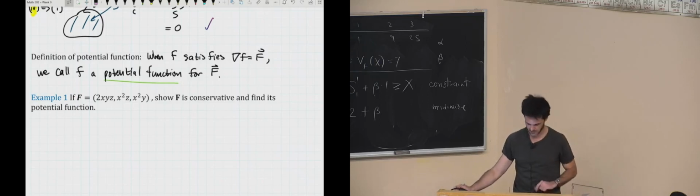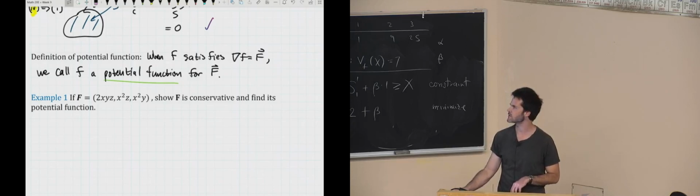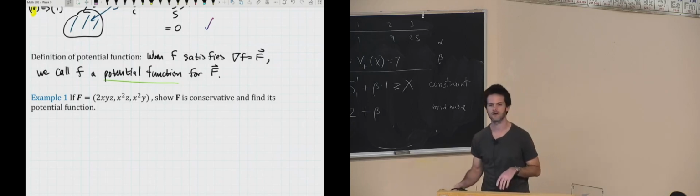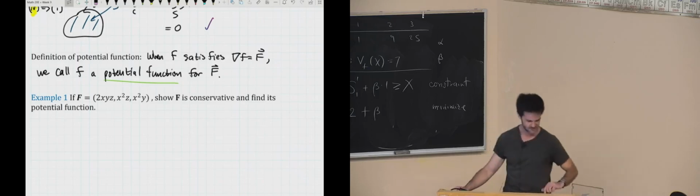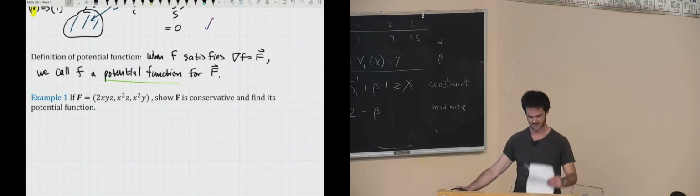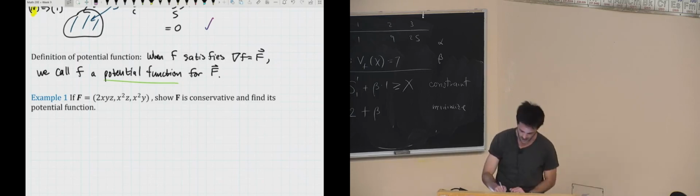Okay, here's an example. So I gave you some function. I'm asking you to show it's conservative. No, I'm not asking whether it drives a pickup truck or, you know, chewing tobacco or believes in the free market.